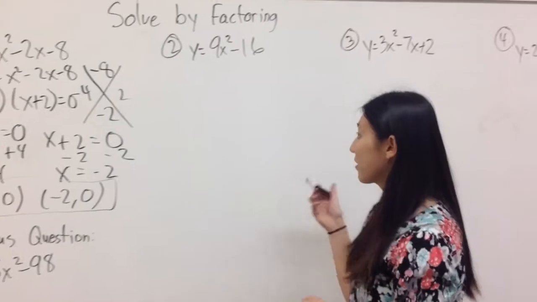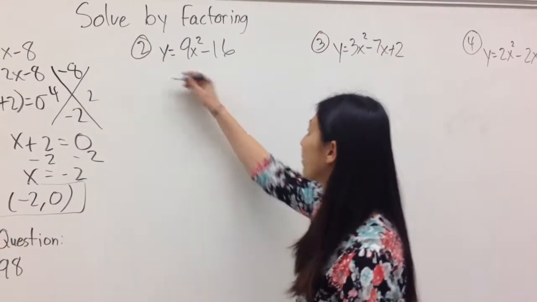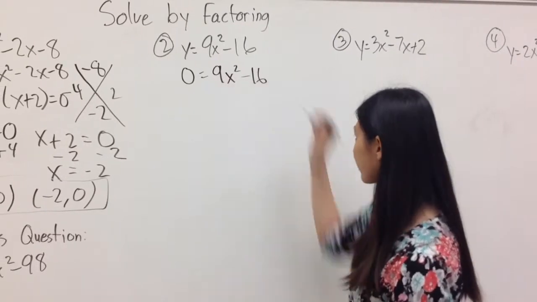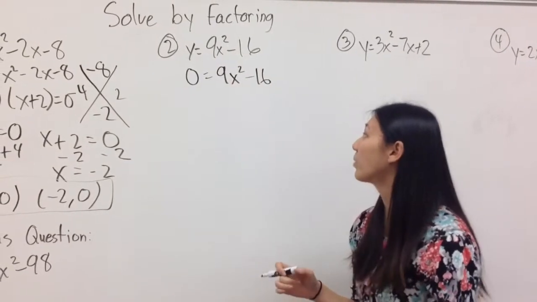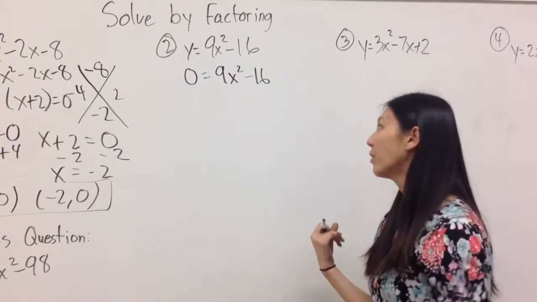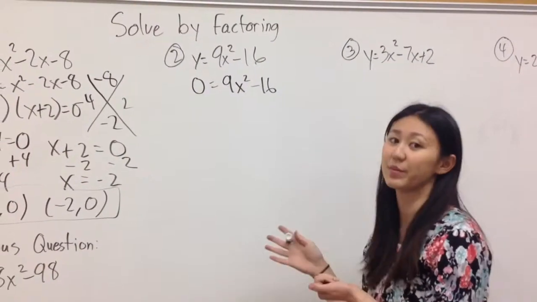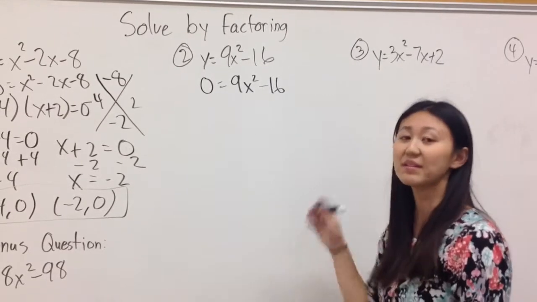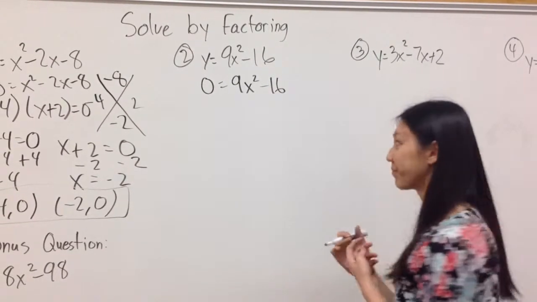Alright, let's look at our next problem. So we set it equal to 0. And now we're looking to factor this. Okay, well let's see what we notice about this. There's only two things here. There's a minus in between them. Let's see if we could do difference of two squares here.